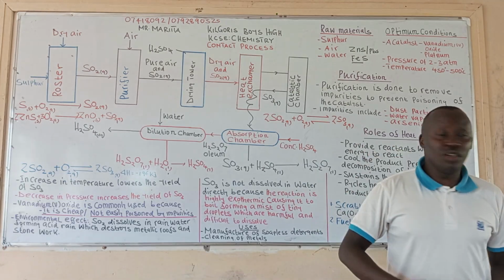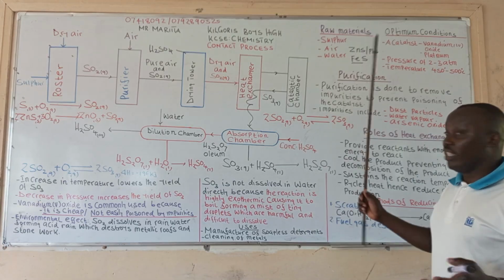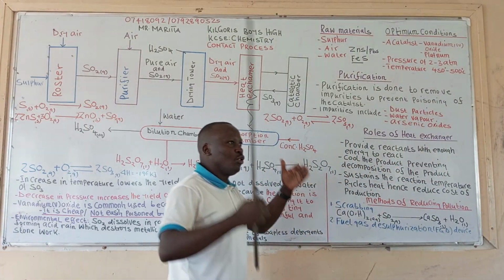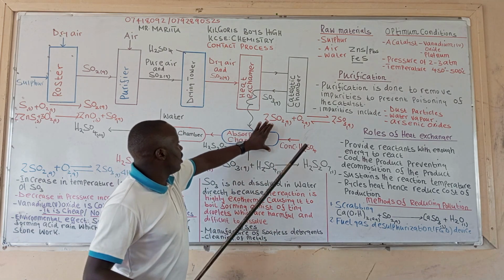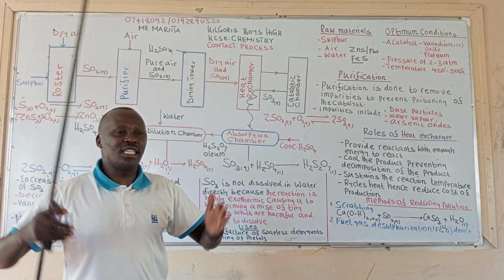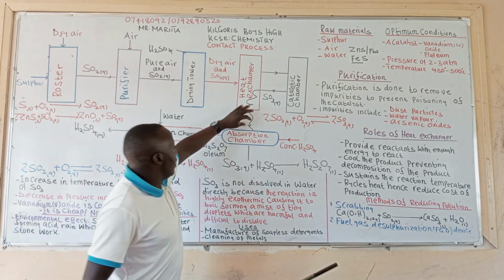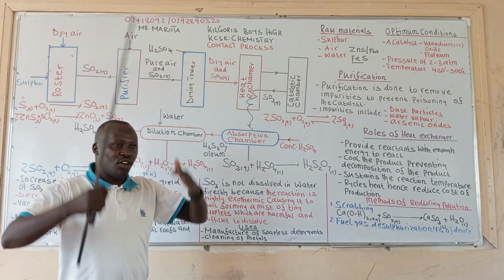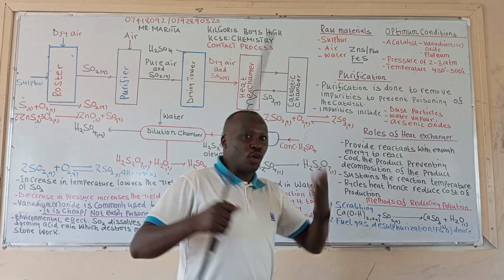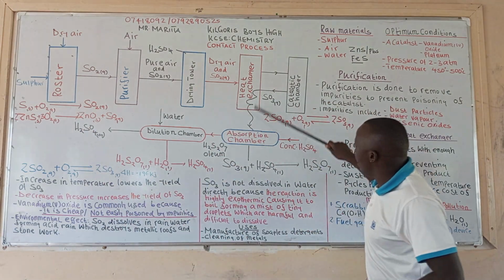Remember our raw materials: we have sulfur, air and water. In this case, we have not used water. Here, we are not supposed to dissolve the sulfur 6 oxide directly into water. That one is not the case. The gas is dissolved in concentrated sulfuric acid in this absorption chamber to be converted into a substance called oleum. So that is what we have here.